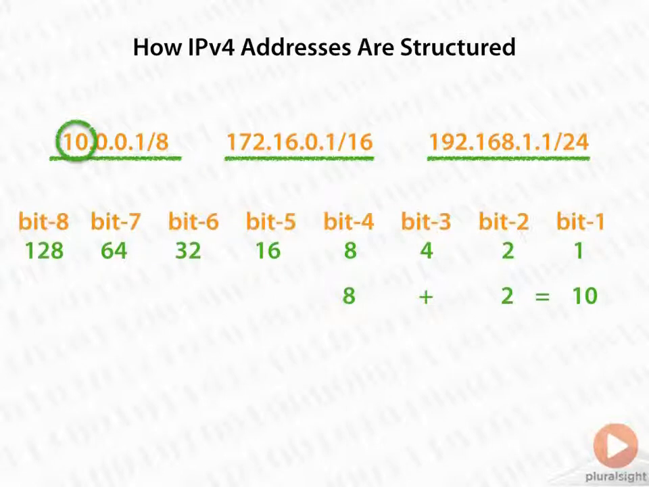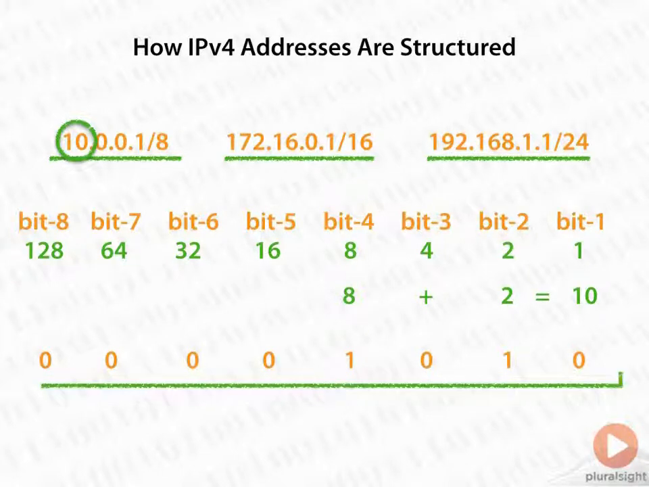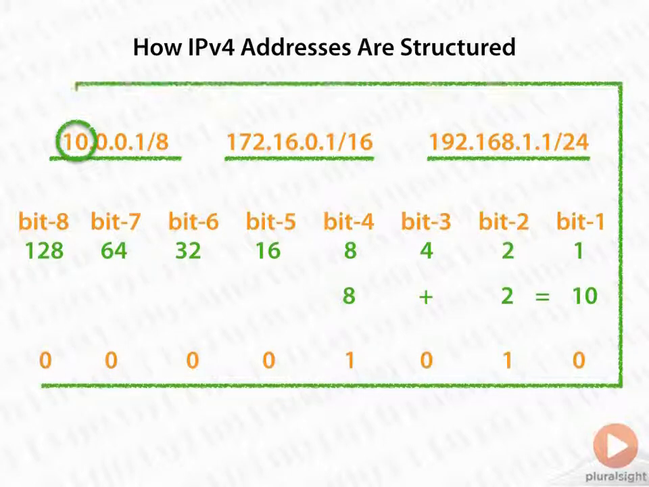The binary representation would look like this. So we can see all the bits set to 0. Now bit 4 is set to 1 and bit 2 is set to 1. And that 8-bit value there that we're representing equals 10. Okay, so that number right there equals the number 10 in decimal.